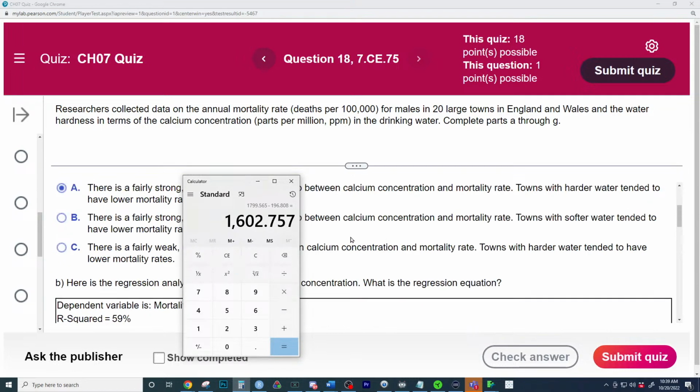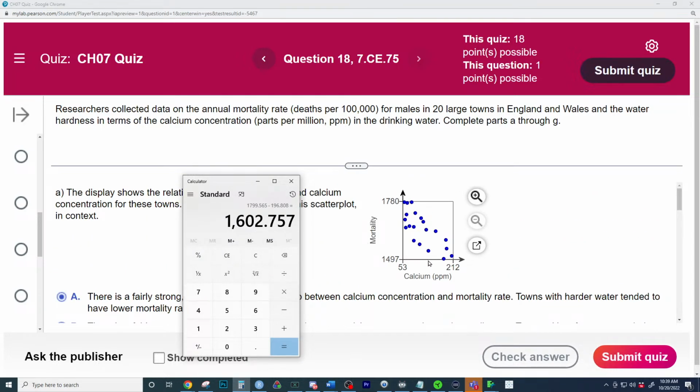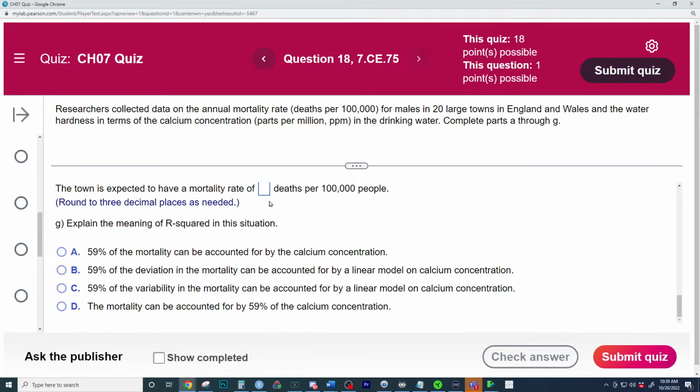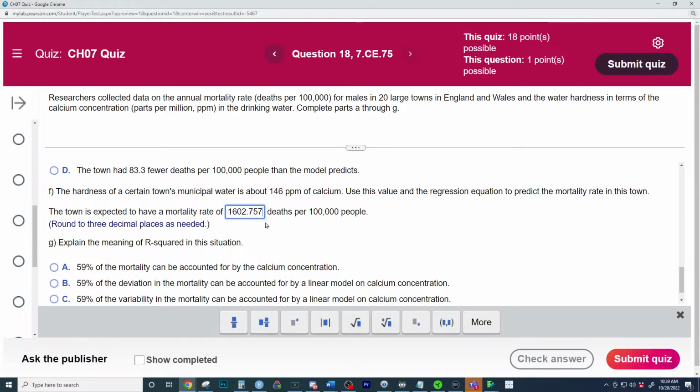And then what you want to do is, if 146 is right in here, you want to think, does that make sense? Yeah, it looks about right. I think we've done it. Just plug the number in. Hopefully we don't miss anything. Three decimals. There we go. This is a huge help.